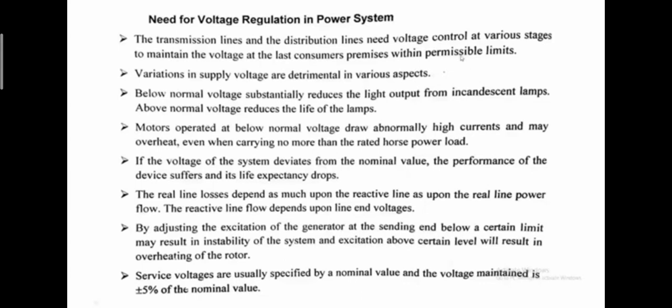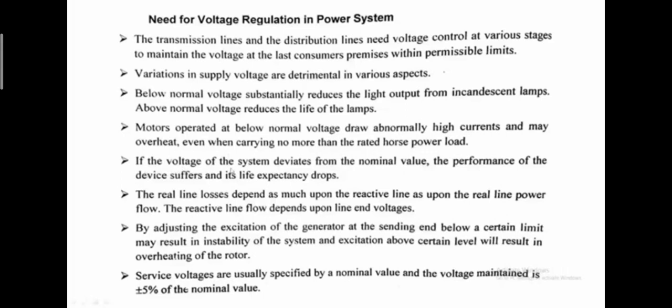Here the need for voltage regulation is that the transmission line and the distribution line need voltage control at various stages to maintain the voltage at the consumer premises within the prescribed permissible limit. With the incandescent lamp, below the normal voltage value the light glows less, the illumination value decreases, as well as they draw more current from the power supply. The incandescent lamp's lifetime is reduced. Then motor operation below the normal voltage draws abnormally high current. Similarly, drawing high current will produce heating effects. The motor and the windings will be damaged. Also it is more than the rated horsepower; it cannot carry more than the rated horsepower load.